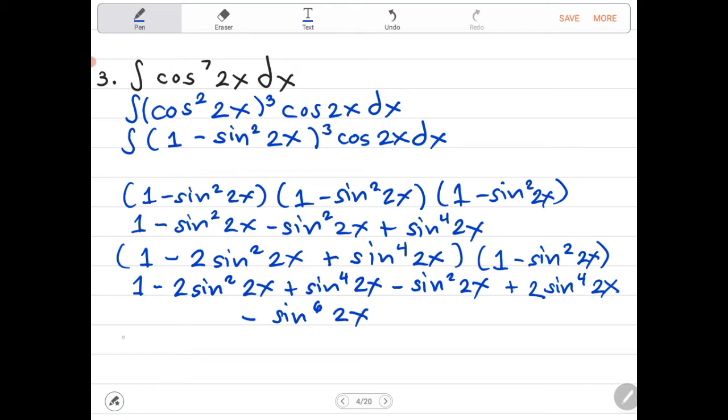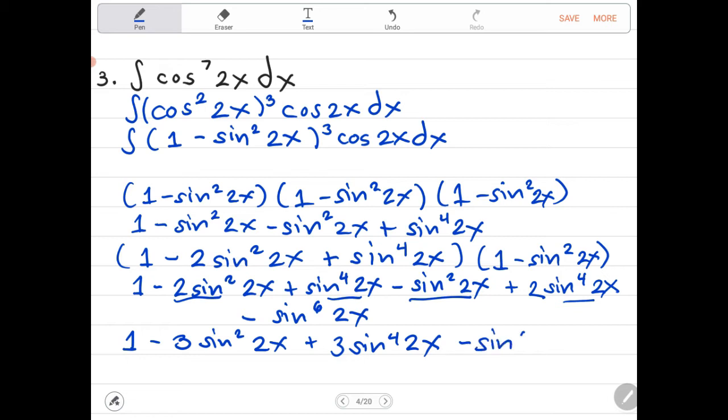Then combine similar terms. 1. Then those with exponent of 2 here and here, that is minus 3 sine squared 2x. Then those with raised to 4 here and here, so that is plus 3 sine raised to 4 2x. Then the last one, minus sine raised to 6 2x. So this is the expanded form of this. Don't forget the cosine 2x.